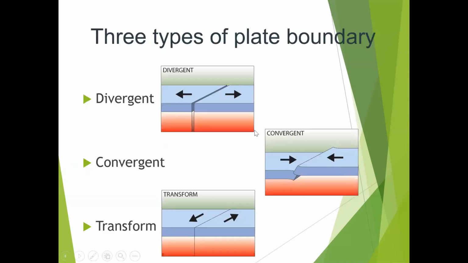So let's take a little bit of a review. In the last unit, we talked about different types of plate boundaries. We have divergent boundaries, which is when the plates are moving apart. Convergent is when they are bumping up against each other. And then we have transform, which is when they're sliding past each other.